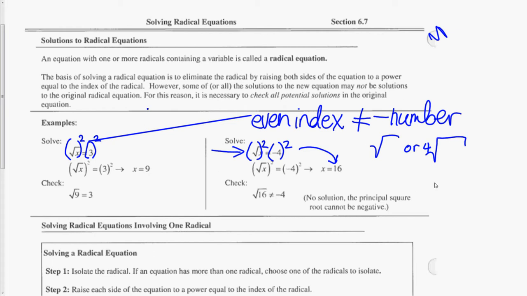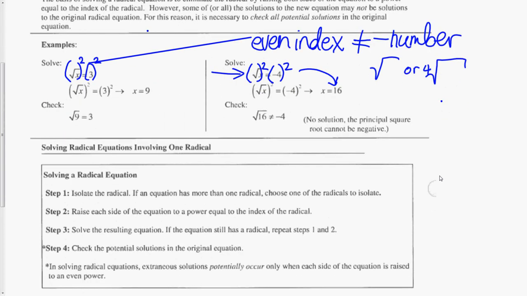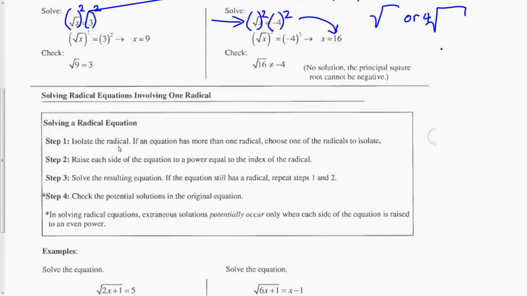So here are our steps for solving these equations. First step, you need to isolate the radical. That means get the radical by itself. Okay, second, you're going to raise each side to a power equal to the index. Okay, then you're going to solve the resulting equation.